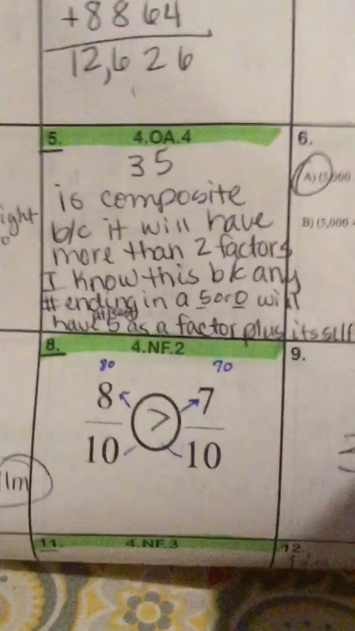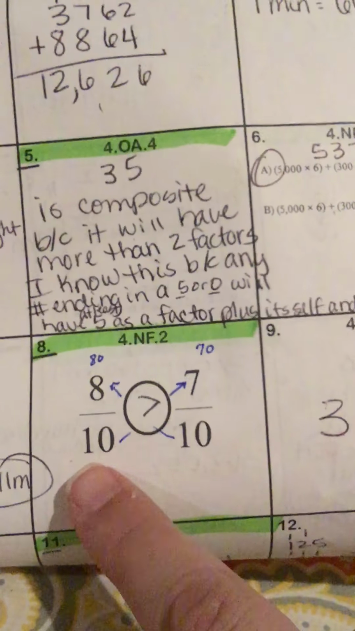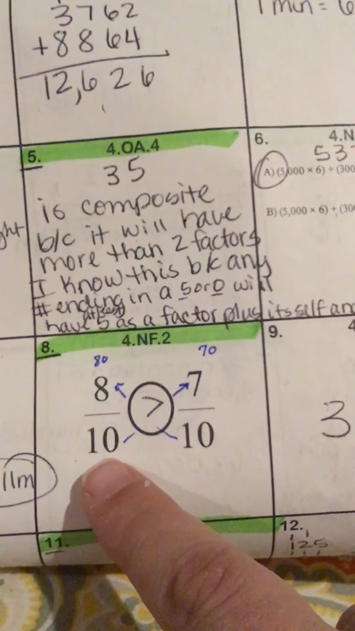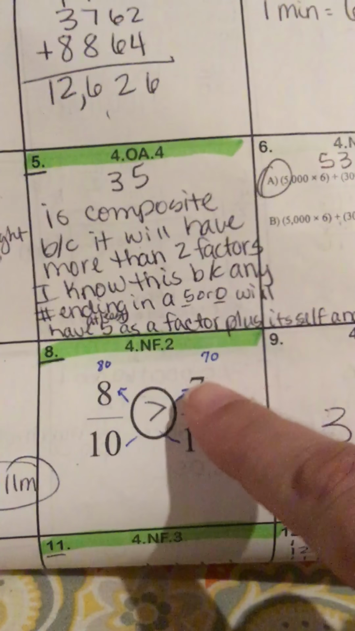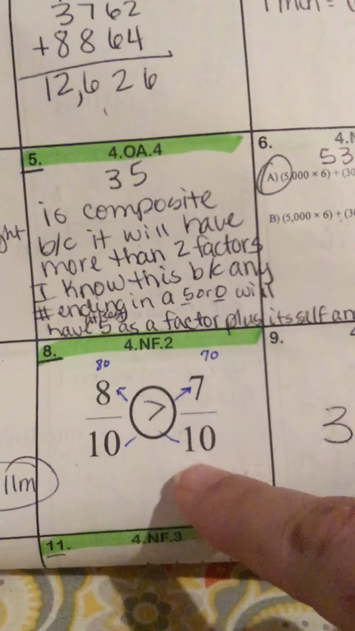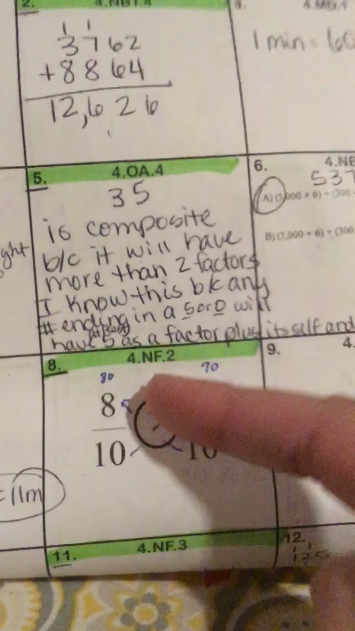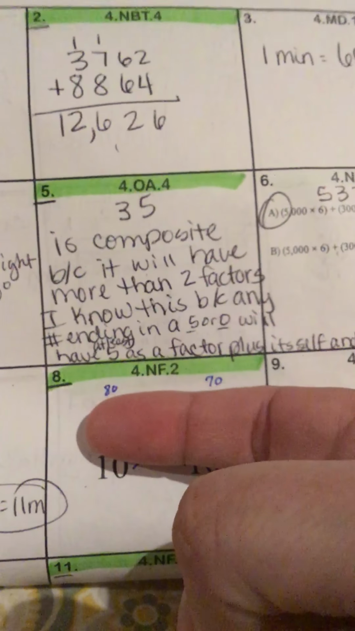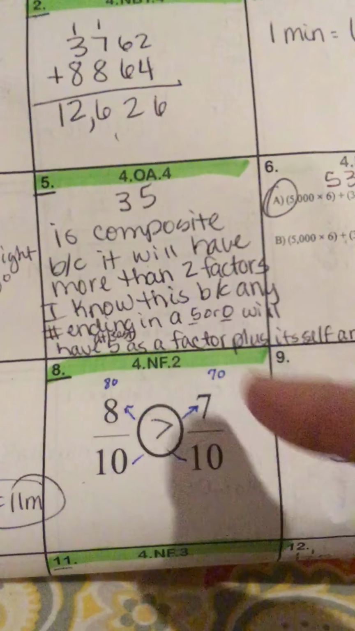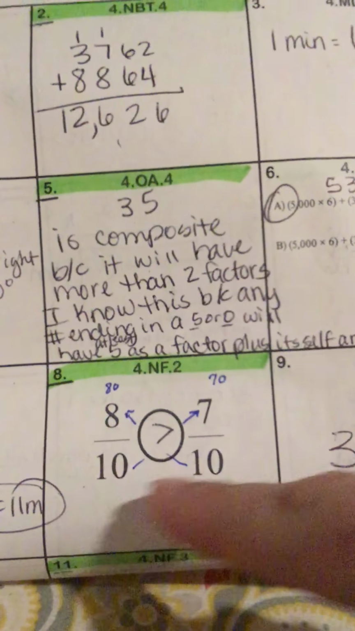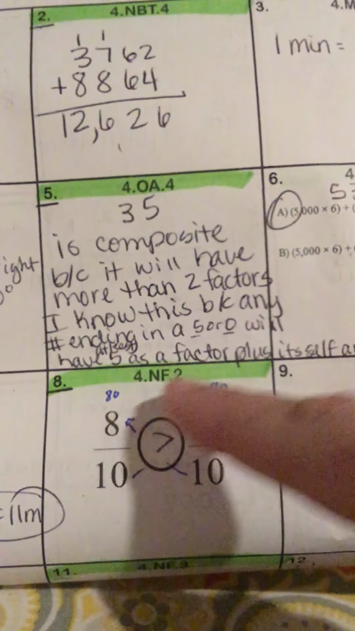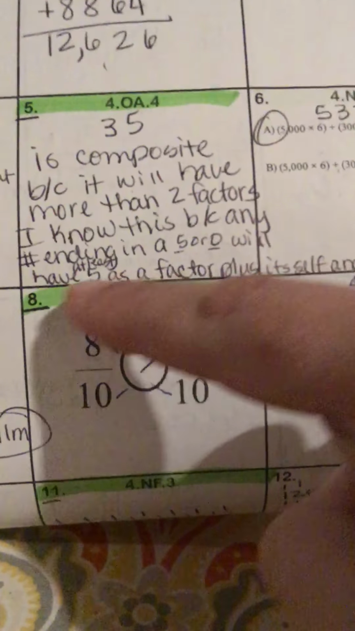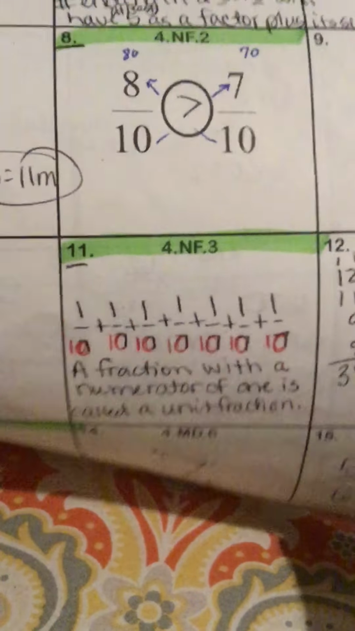On this one here, you can see that one of our tricks in comparing fractions is that they can multiply up across, like a cross multiply. So 10 times 7 is 70. 10 times 8 is 80, and then they compare 80 and 70. But I also told them that if the denominators are the same, all they have to do is compare the numerators. So in this case, all they had to do was compare the 8 and the 7. So that trick works if the denominators are not the same.